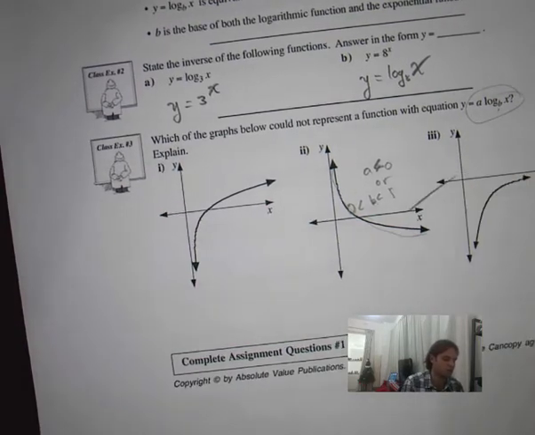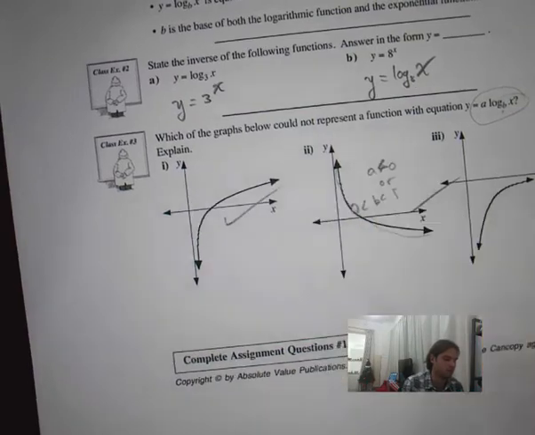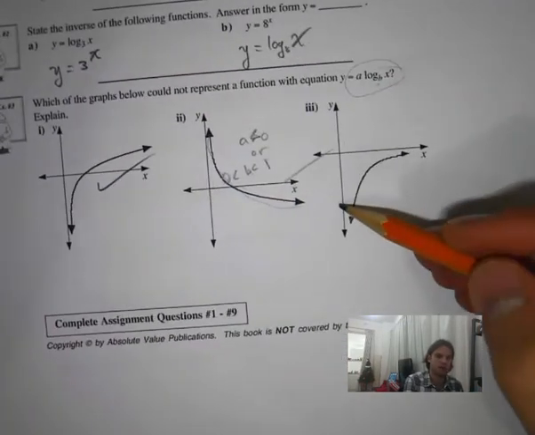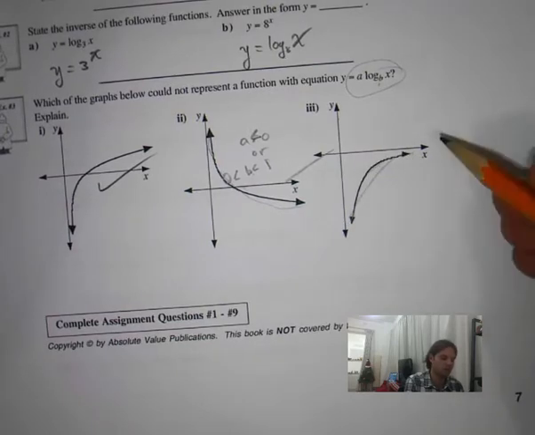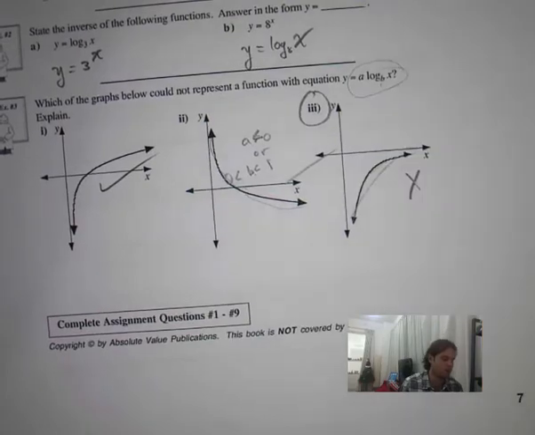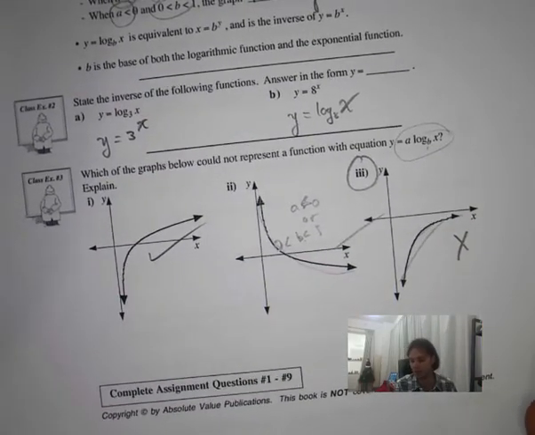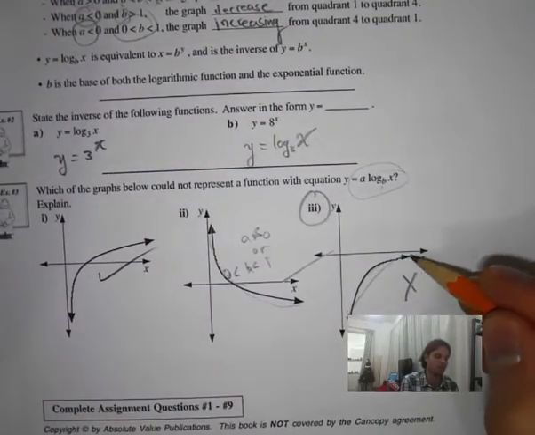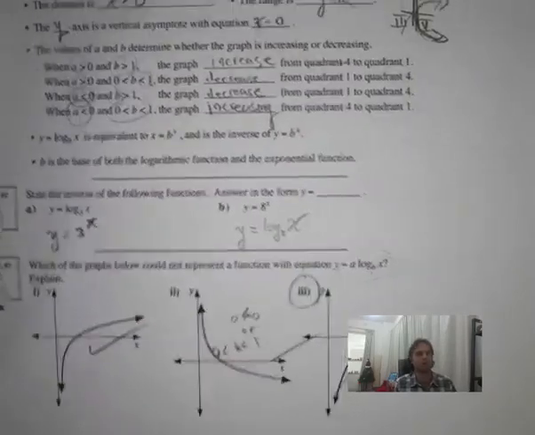So this is true. We have an x-intercept. That's good. This one's true. We have an x-intercept. This one here, if we look at it, there is no x-intercept, no y-intercept. So this one is wrong. Number 3 cannot be any of them, because it does not cross the x-axis. And also, our range is an element of all real numbers because it looks like it'll go forever that way.